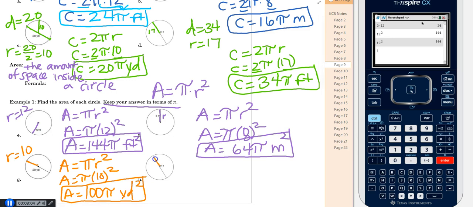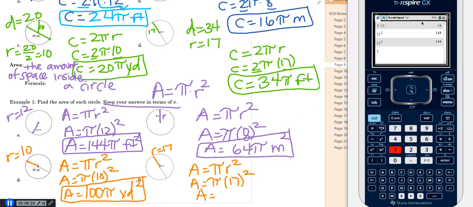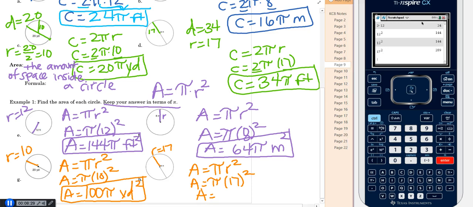Last one here. Our radius would be 17, right? You take half of 34. So this is pi r squared, which is 17 squared. I don't know what 17 squared is, so 17 squared is 289. So 289 pi goes after that. My units were in feet, so feet squared.